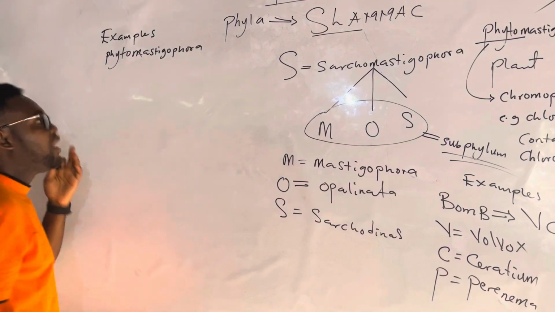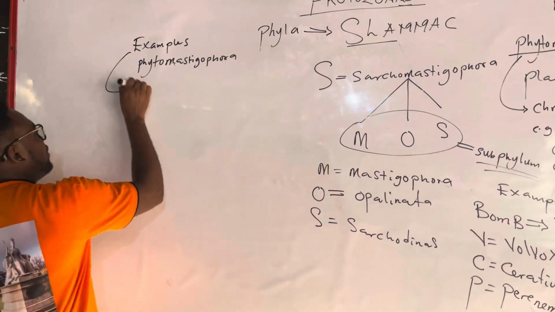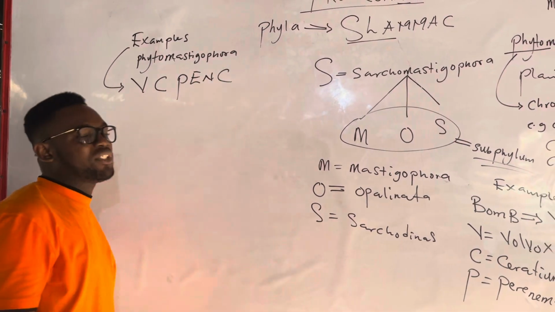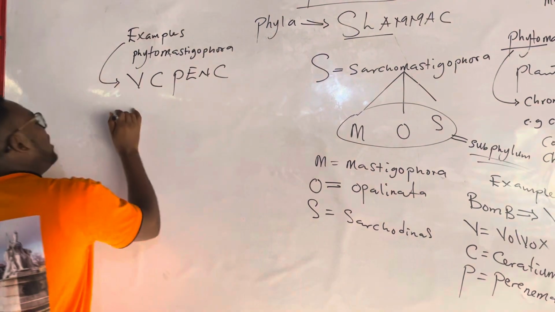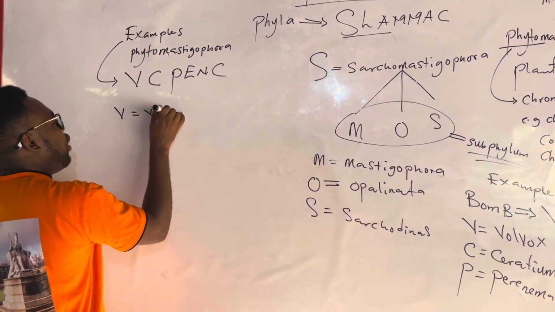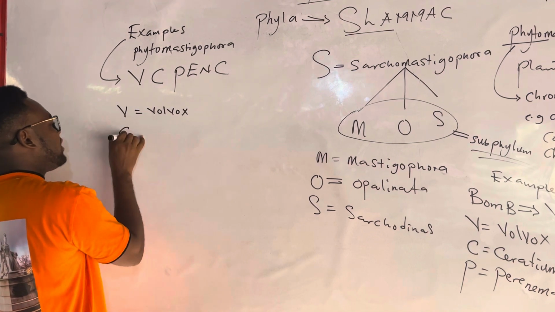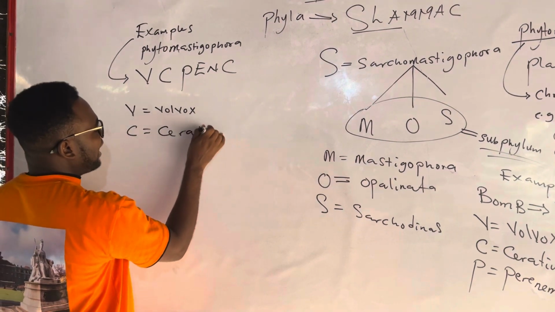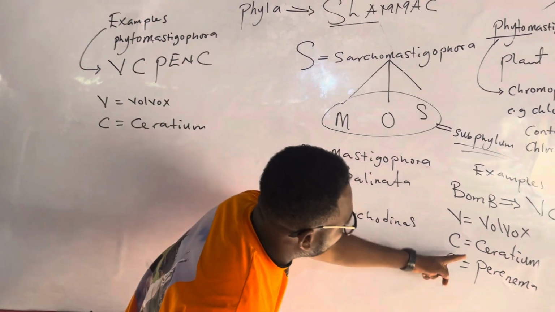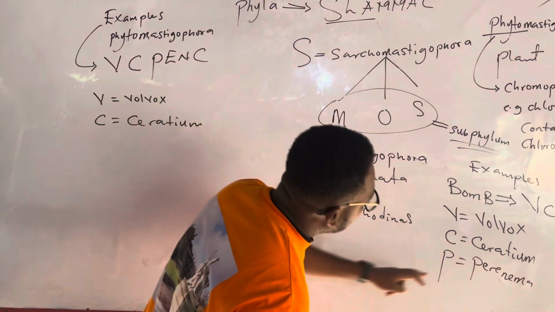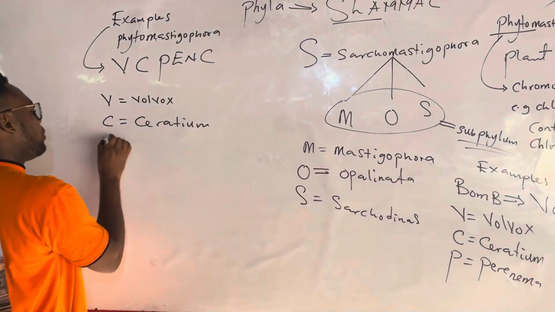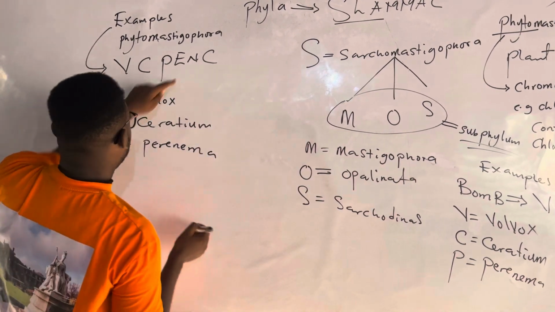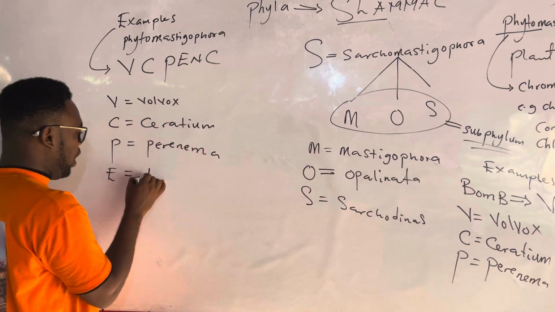That's what I want to give you now. And I say for you to remember all of them, use VC pencil. Very important. The examples are important. Very, very important. The V stands for what? Volvox. The C stands for what there? We have Serratium. Of course we have two C's. The first C is Serratium. And P. P stands for what now? Peranema. And then the E, of course, the E stands for what?